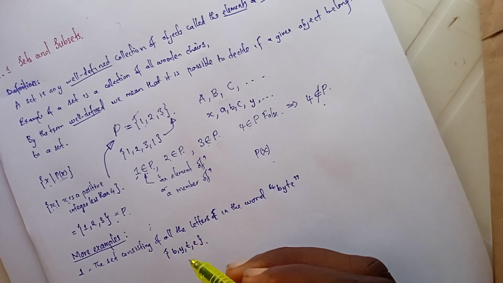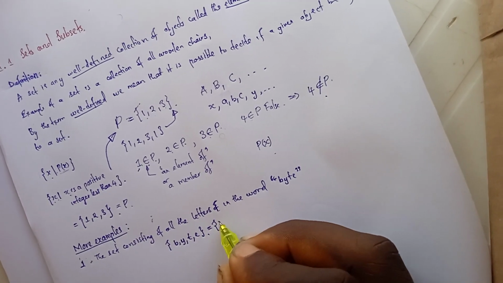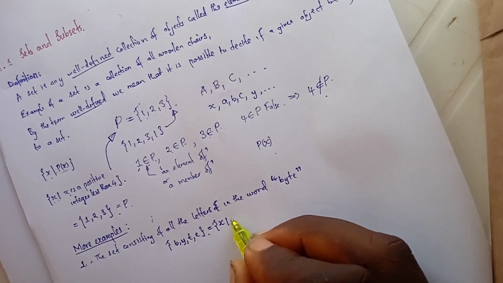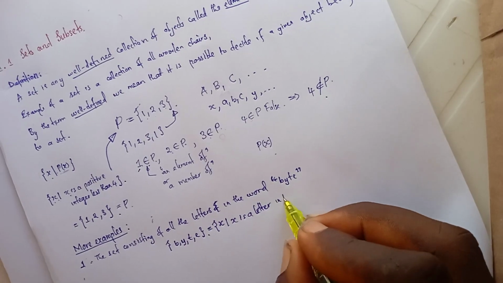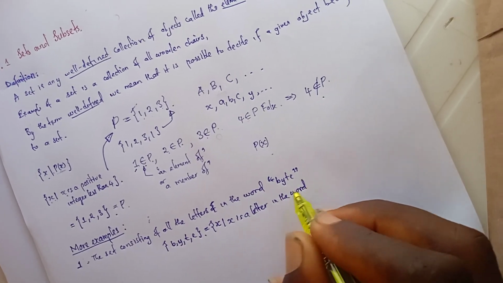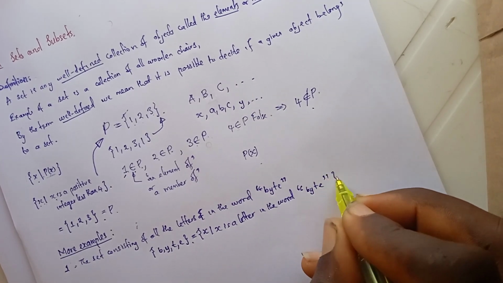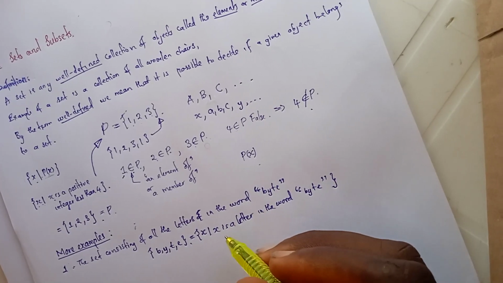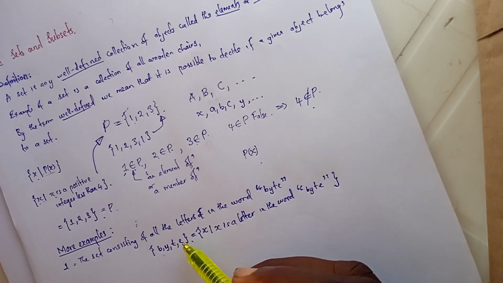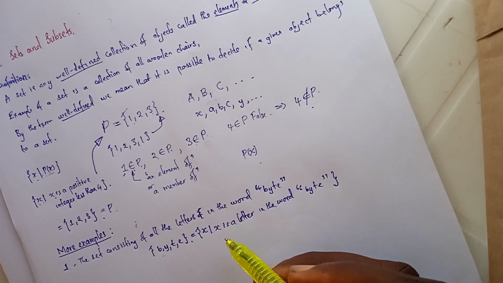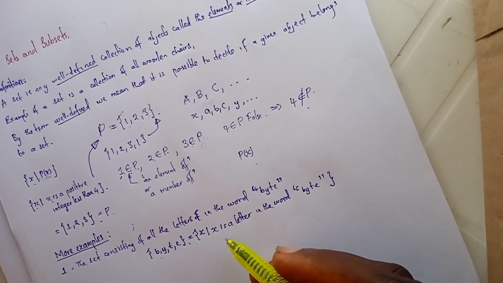Now the other way we can still write the same set is by saying the set of all x such that x is a letter in the word byte. So these are the two main ways of denoting sets, of expressing sets: by listing all its members, or by using a statement that applies to the members.